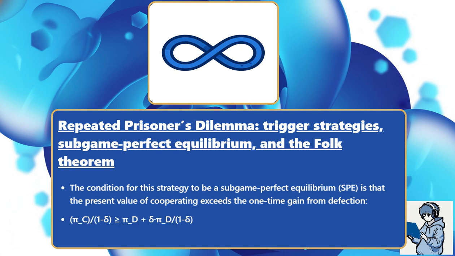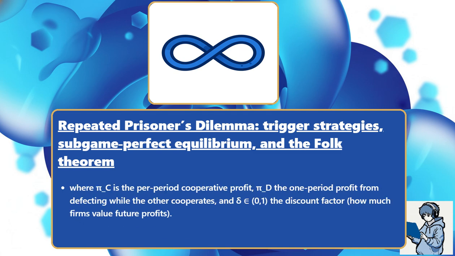π_c over (1 minus δ) is greater than or equal to π_d plus δ times π_p over (1 minus δ), where π_c is the per-period cooperative profit, π_d the one-period profit from defecting while the other cooperates, and δ belongs to the interval 0 to 1, the discount factor, how much firms value future profits.